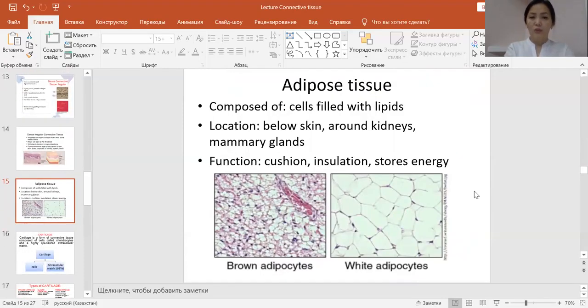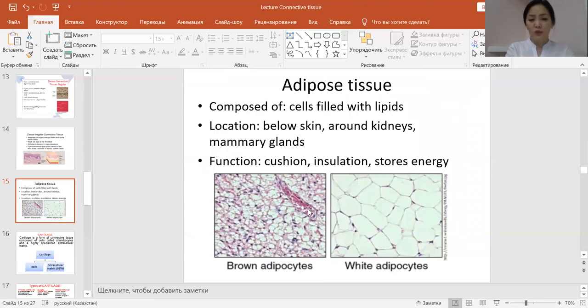Adipose tissue consists of special cells called adipocytes, which can store lipids, located below the skin. If you know, our skin consists of three layers: epidermis, dermis, and the hypodermis. Hypodermis consists of adipose tissue. And also we can find adipose tissue around kidneys and mammary glands. Function: cushion, insulation, and energy storage.